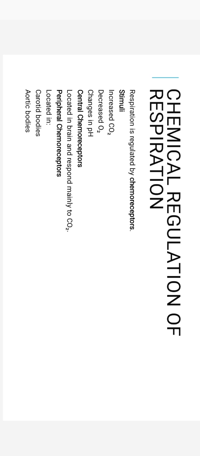The first are central chemoreceptors located near the medulla. These receptors mainly respond to increased carbon dioxide concentration. The second are peripheral chemoreceptors present in the carotid bodies and aortic bodies. These receptors mainly respond to decreased oxygen levels and changes in pH.